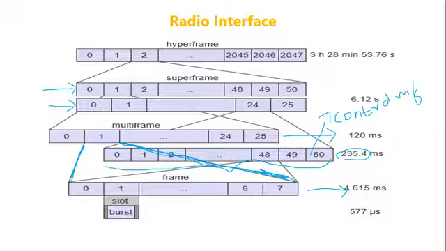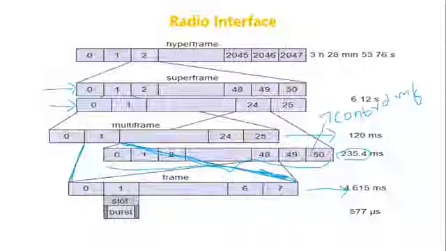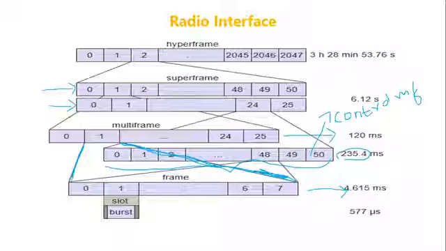Okay, so where is multi-frame in our case? This is a multi-frame. So this particular thing is a multi-frame. Okay, so there are two ways of forming super frame: combining 26 multi-frames with 51 frames, or 51 multi-frames with 26 frames.